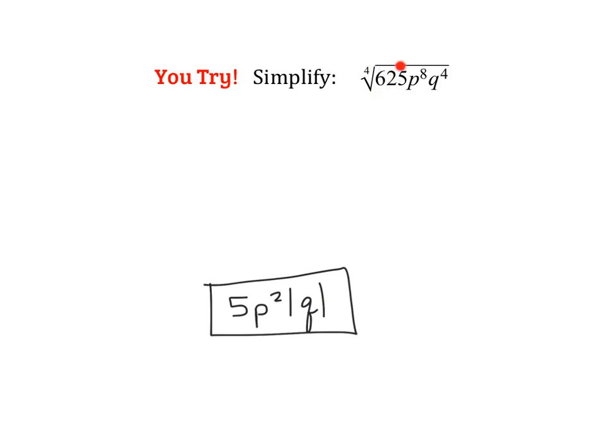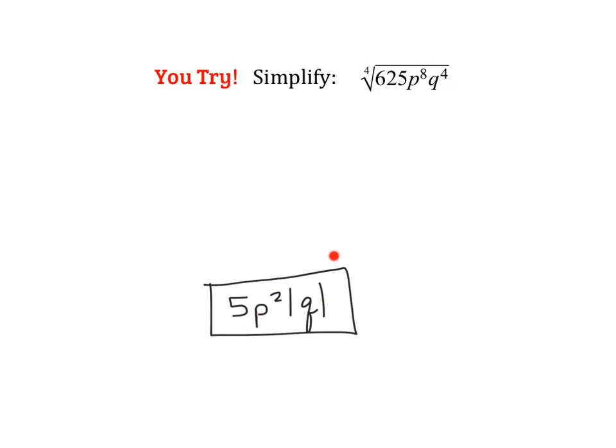So the fourth root of 625 is 5. So either you can use your calculator to find that, or you can do a factor tree. 4 goes into 8 twice, so p squared. And of course, regardless of whether p is positive or negative, since we're squaring it, the result is positive. So it's okay to leave p squared.